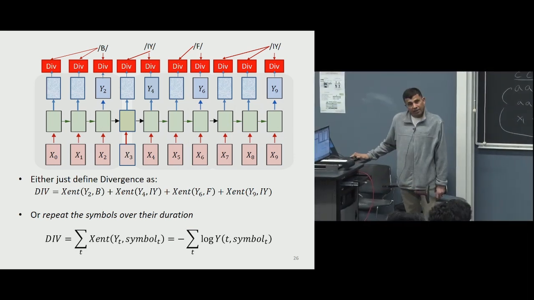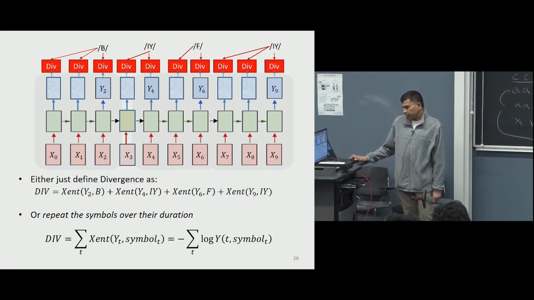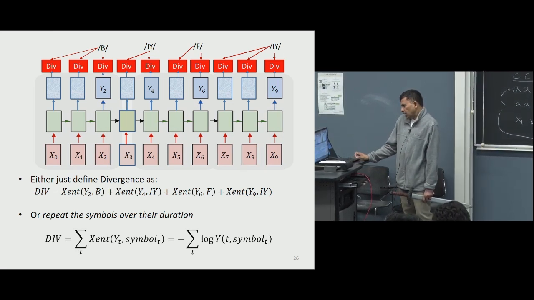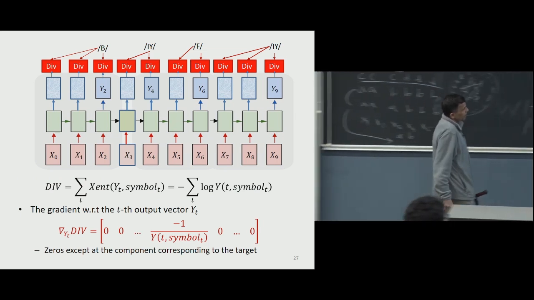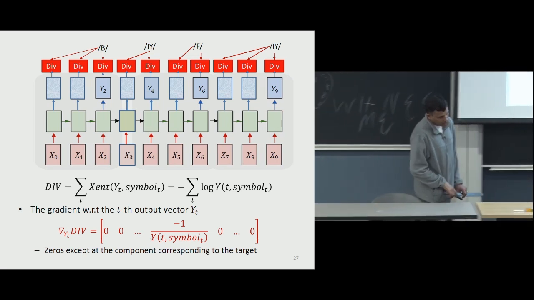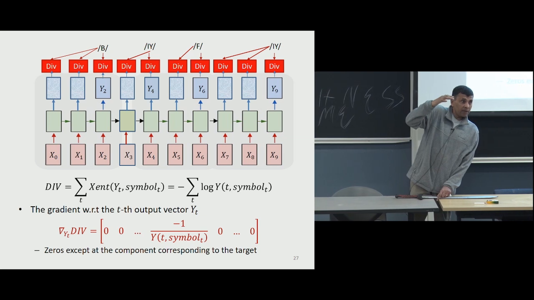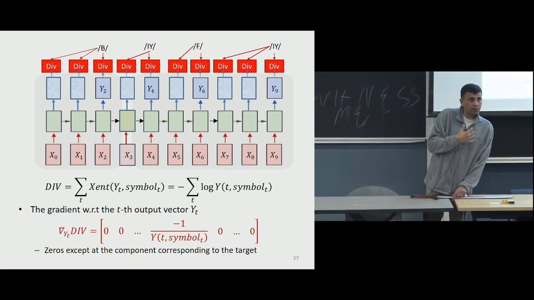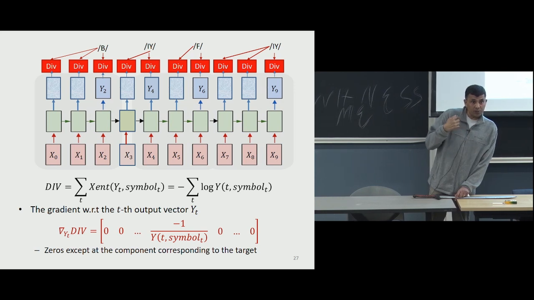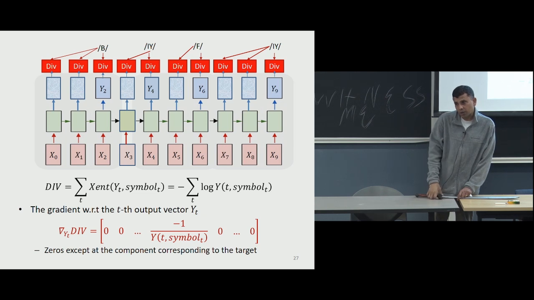If I compute the derivative of this divergence with respect to the outputs at each time, remember when we wanted to train a recurrent neural network, the first step you needed was the derivative of the divergence with respect to each of the outputs. Once you had it, the rest of backpropagation was fairly straightforward. So the key challenge now is how do you compute this derivative? This is what we're really focusing on.